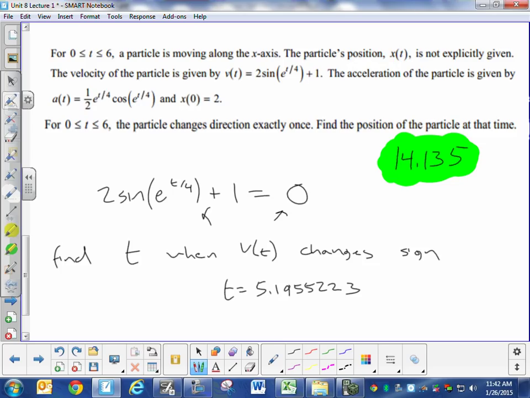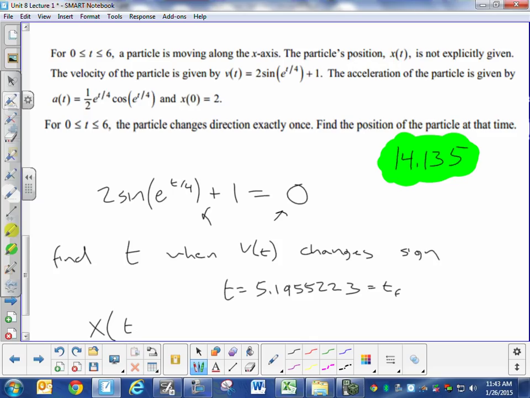Okay. So now you're trying to find the position at that time. You need to find X at that T. We'll call this TF.